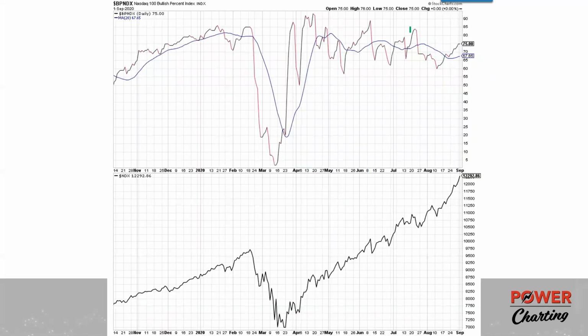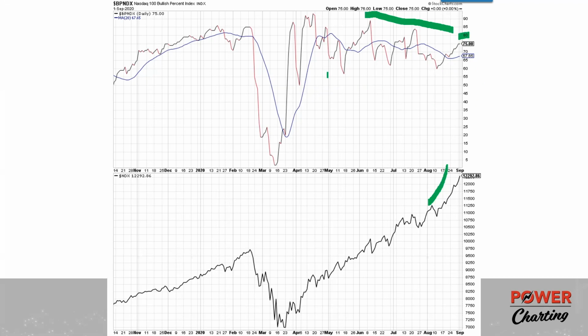Lastly, I'd like to just look at this bullish percent index for the Nasdaq 100. This is a momentum or a breadth indicator. We can see that there continues to be deterioration of the bullish percent breadth of stocks that are in bullish uptrends on this indicator index, and look at the acceleration of the Nasdaq 100 and lower highs here.